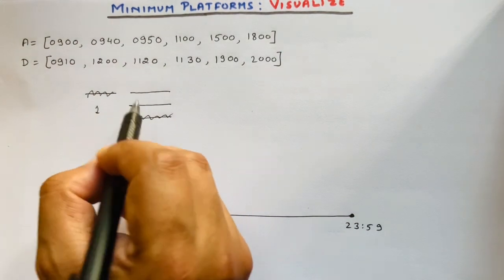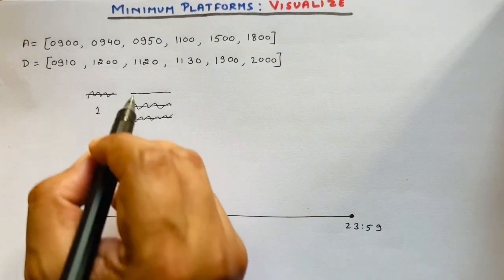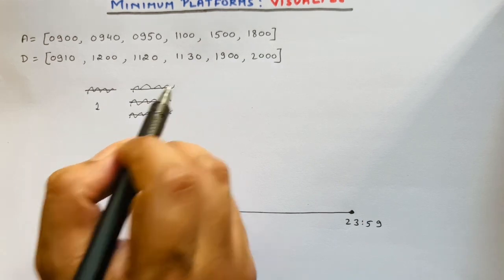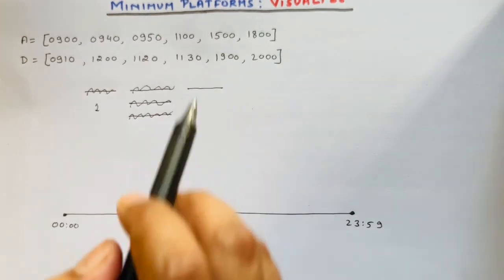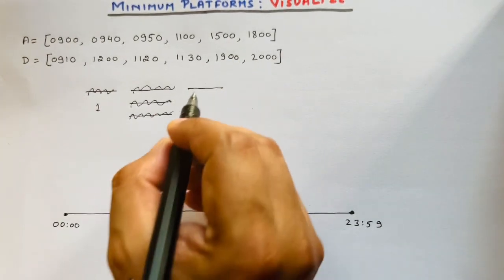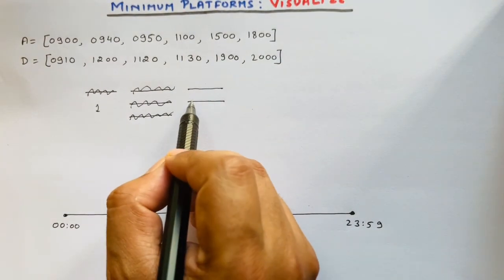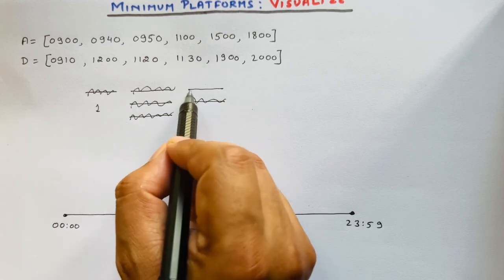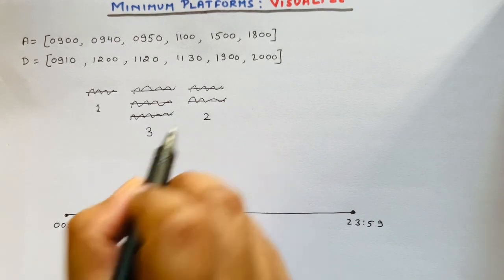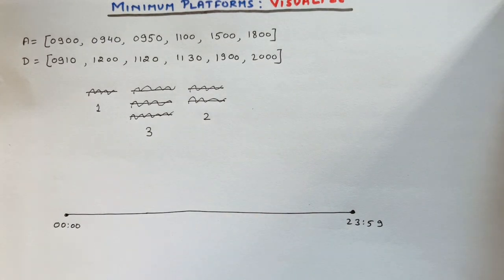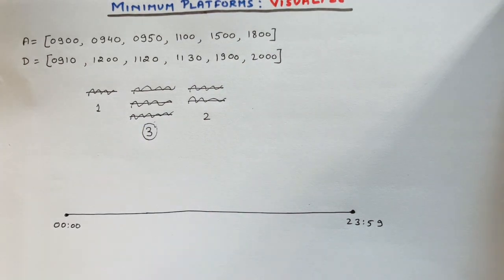Then another train gets departed at 11:30. This is also departed. Then another train gets departed at 12. So this is also departed. Now next train arrives at 15 here. Similarly, another train arrives at 18, and now one of them departs at 19 and one of them departs at 20. So we needed 3 platforms here and we needed 2 here. That means the maximum platforms that we needed was 3, and hence the answer was 3.